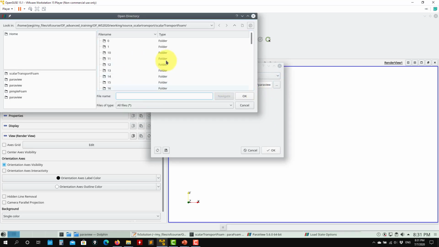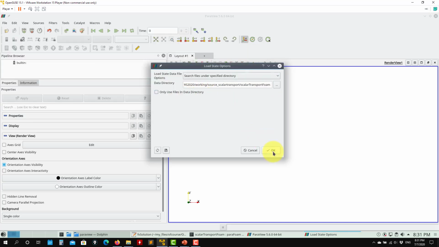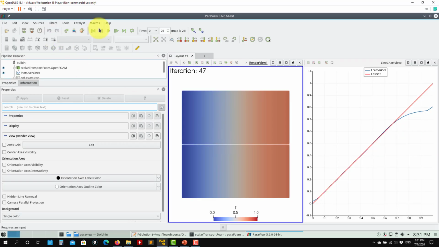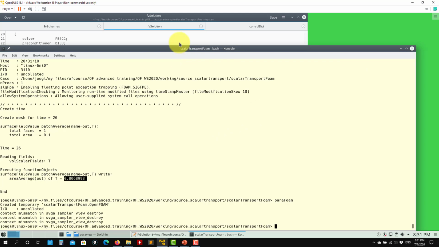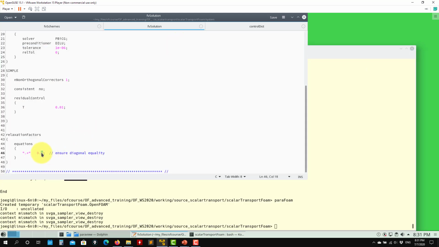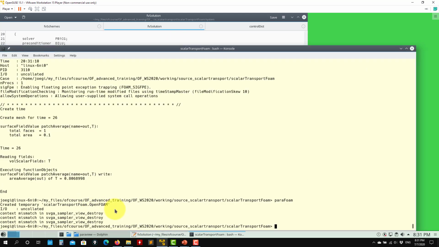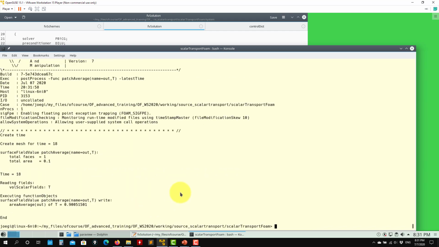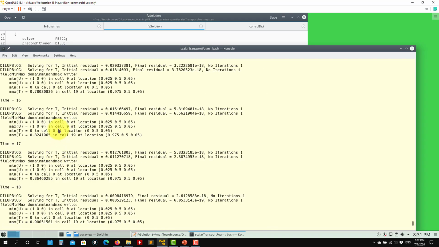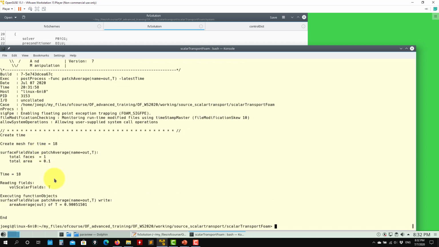And I want to use this directory. If I press play, see that in just 27 iterations, it reached a much better value. Okay, it's getting there, but still we're not there. So let me now increase the relaxation, and if I go to 0.5, see that now in 18 iterations, 0.9, so it's getting there.